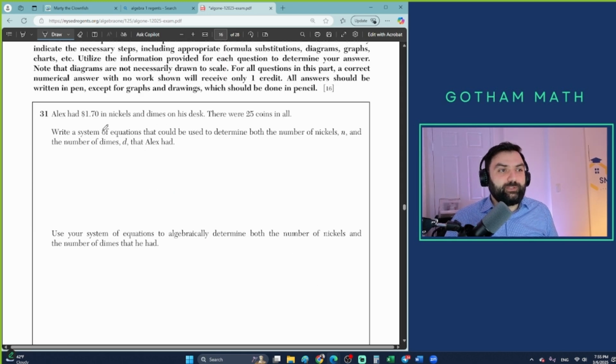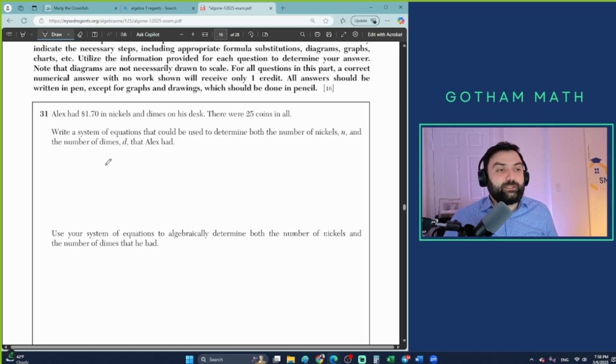Alex had $1.70 in nickels and dimes on his desk. There were 25 coins in all. Write a system of equations that could be used to determine both the number of nickels N and the number of dimes D that Alex had. Use your system of equations to algebraically determine both the number of nickels and the number of dimes that he has. So basically, we have to create a system of equations and then solve it.